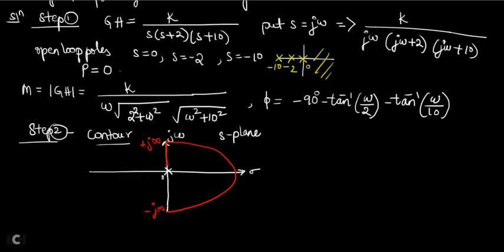From minus j infinity, I will not go to the origin; I'll just stop before the origin. Then I have to take a bypass. Because there is a pole present at the origin, you have to take a bypass like this and then continue the contour like this.